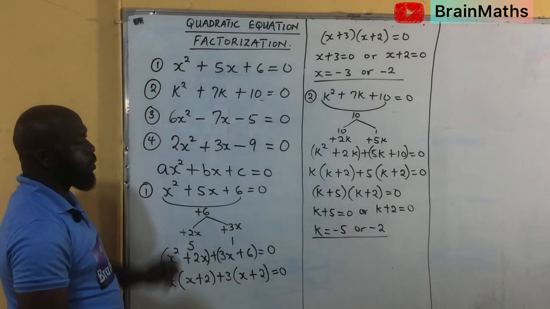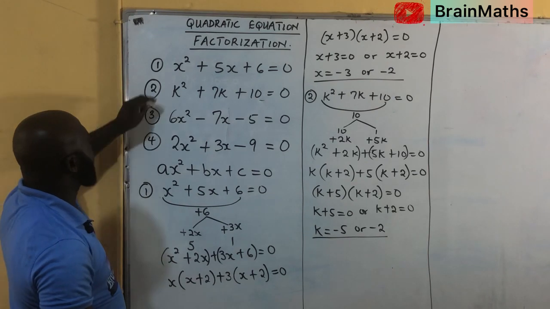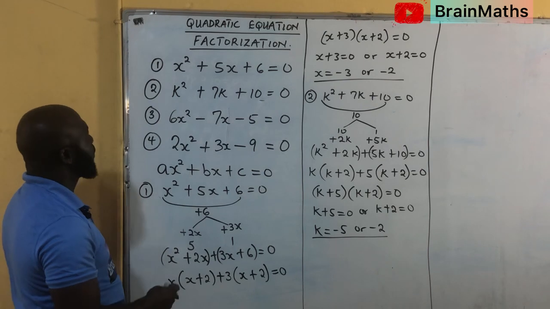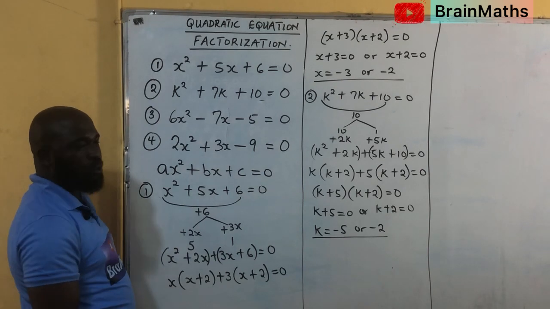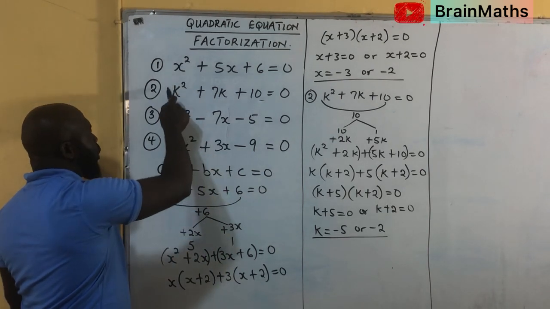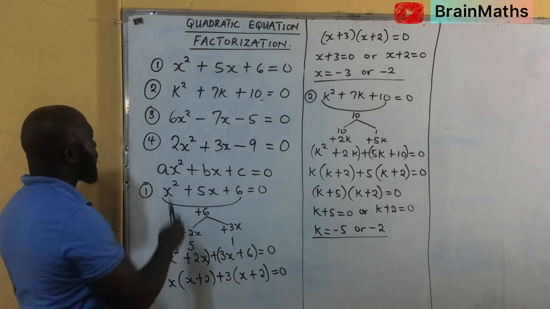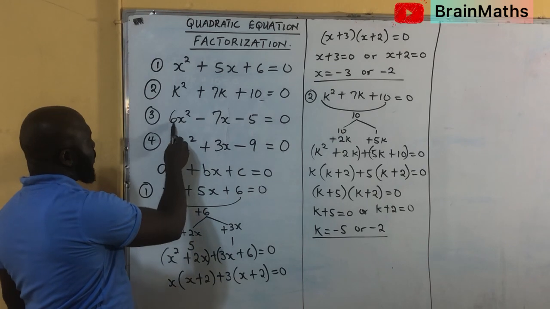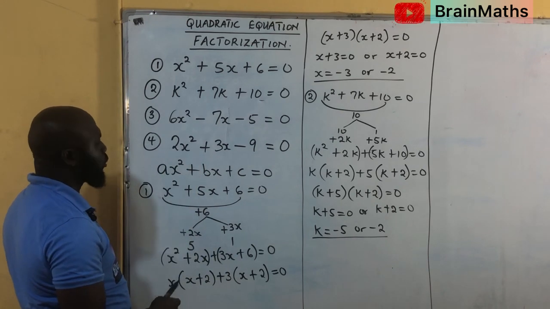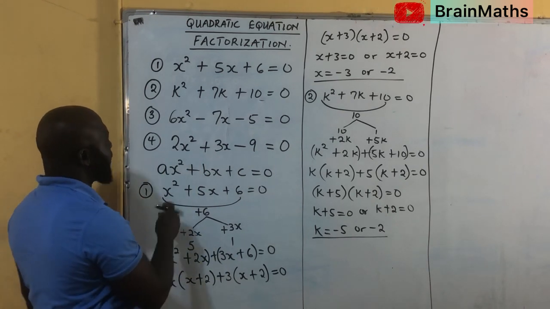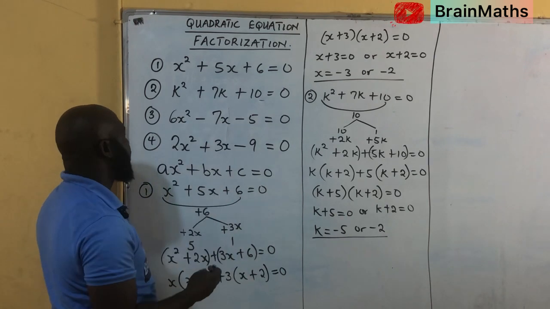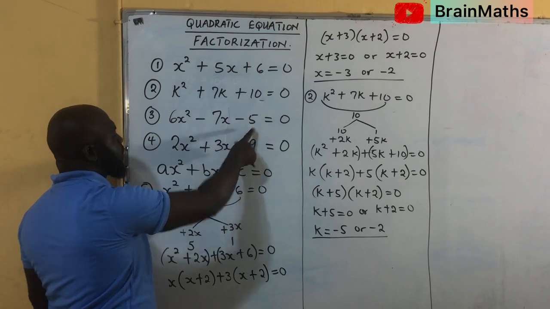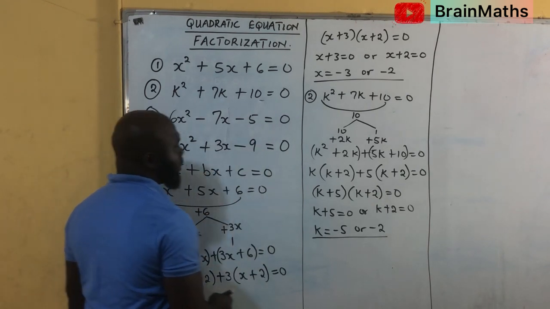Now, looking at question number 3, you will see that question number 1 and 2 have unity coefficients of x squared. They have only one factor. But if you look at question number 3 and question number 4, the coefficients of x squared are actually there. So in this case, don't forget what we have done in the previous one. We will be multiplying the coefficients of x squared and the constants together. So question number 3 now.